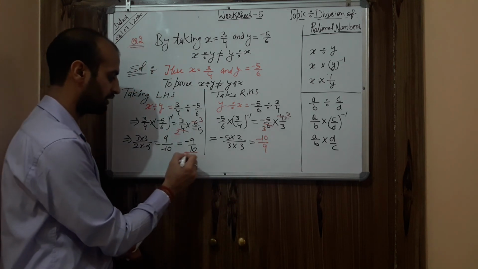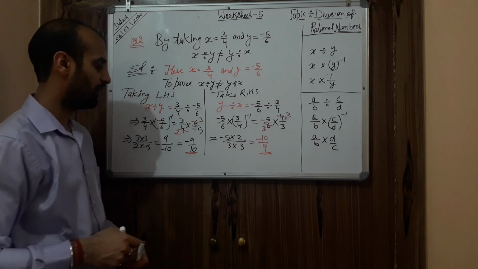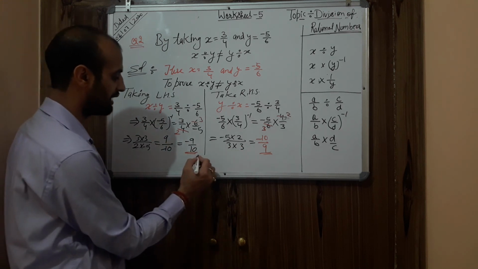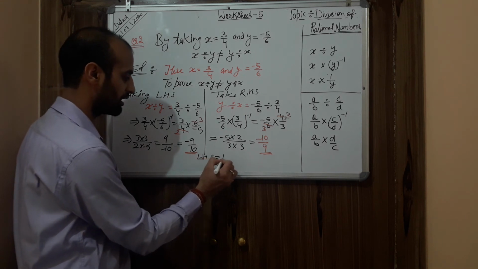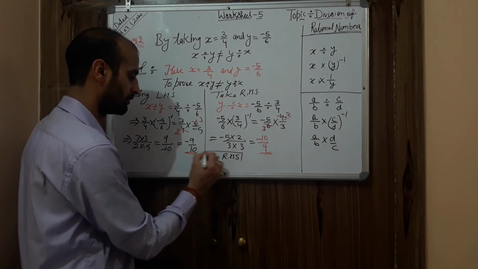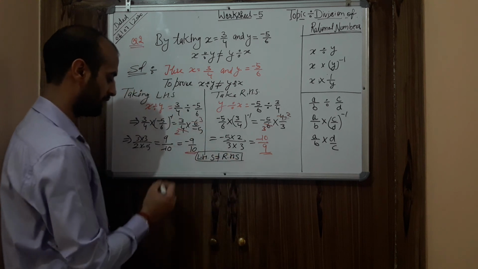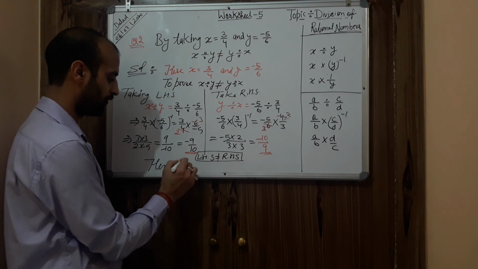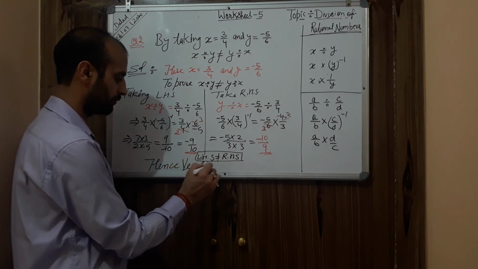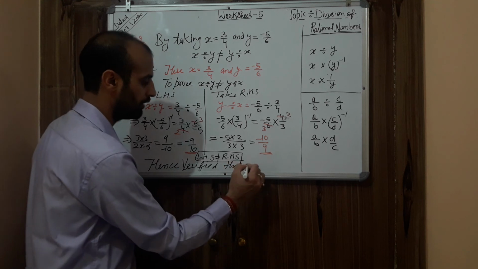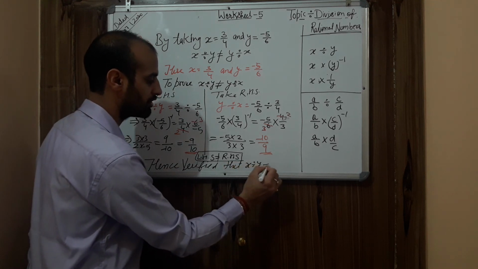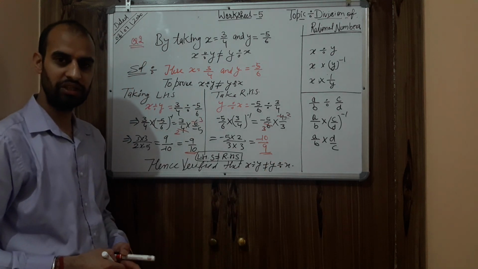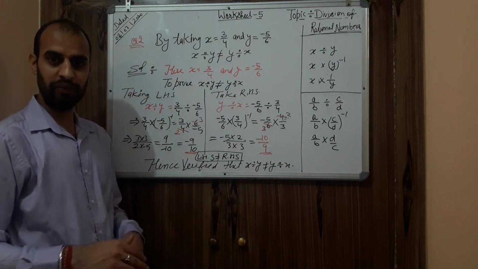Now check both results. One is minus 9 upon 10, the second one is minus 10 upon 9. So hence the left hand side is not equal to the right hand side. These are not equal, so we are able to prove and verify that x divided by y is not equal to y divided by x. This is a very interesting question, my dear students. I hope this is clear to you.